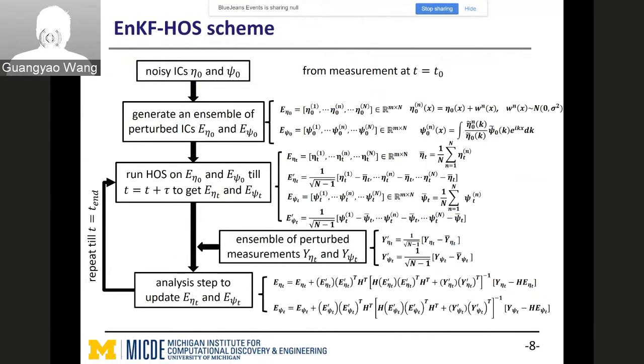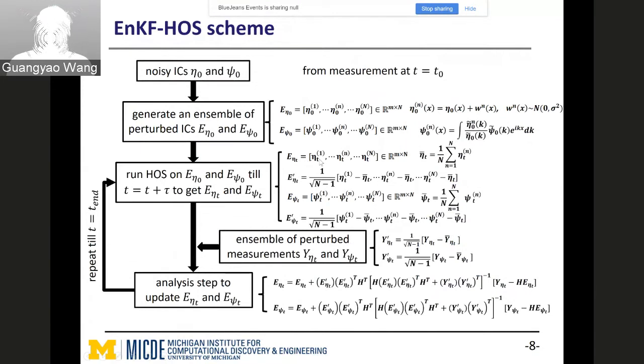Okay, let me explain the EnKF and HOS coupled scheme. I have included all the equations just for the purpose of completeness. Let's just focus on the flowchart on the left side.